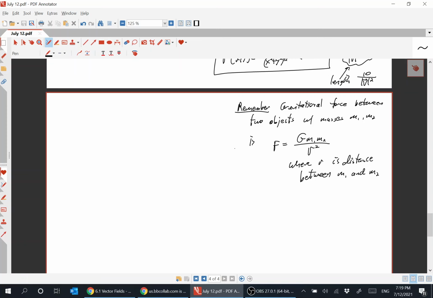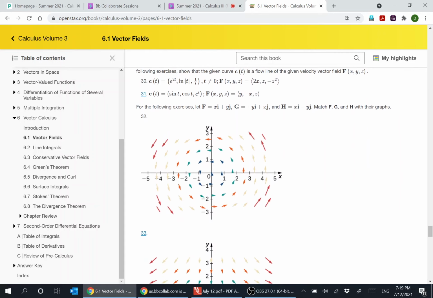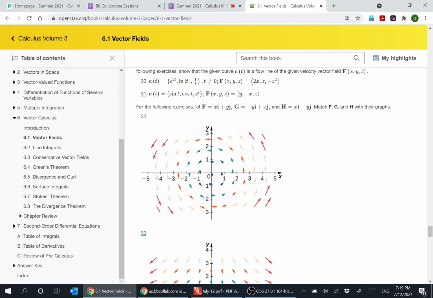26, 27, 32, 33, 34. 32. For the following exercises, let F be x i plus y j, which is x comma y. Let G equal minus y comma x, and let H equal x comma minus y. Match them with their pictures. Well, we've actually already talked about those.